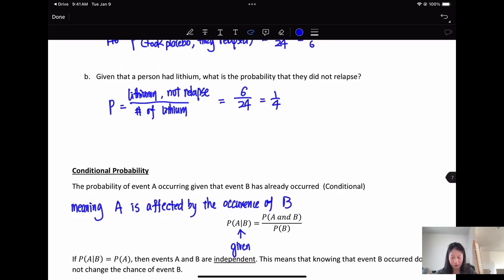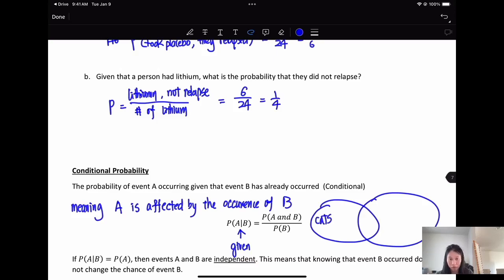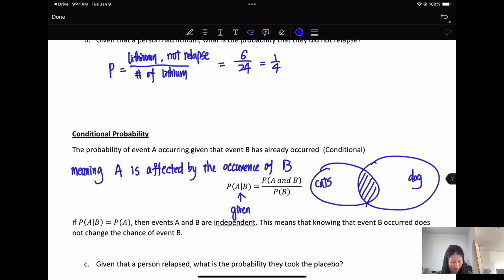We can think about it as a Venn diagram. If you see something like this, you have two circles. The first circle means the people who are cat people, who like cats. The second one means the people who like dogs. The overlap part is the people who like both cats and dogs. So if we are trying to figure out the probability of a person liking cats given that they like dogs, the overlapping part is the only part for people who like cats and dogs.